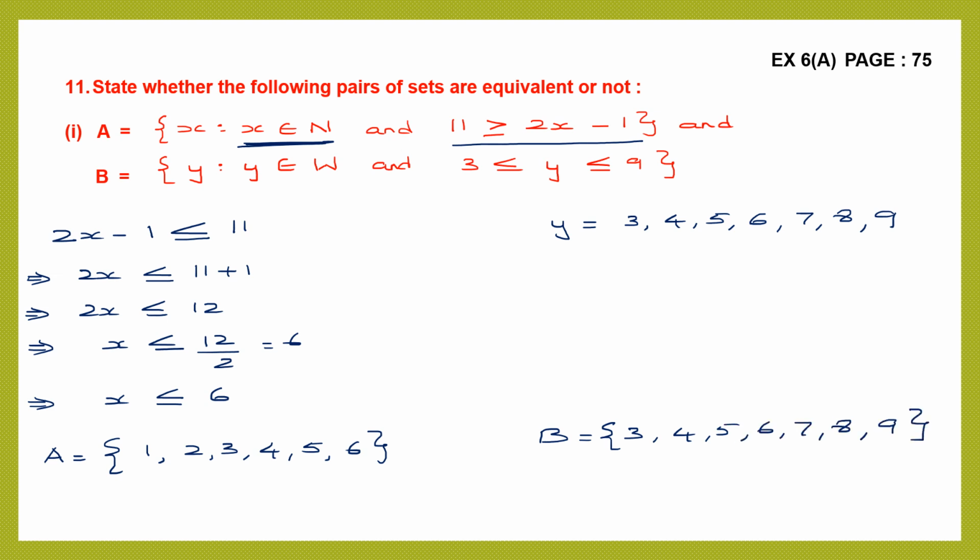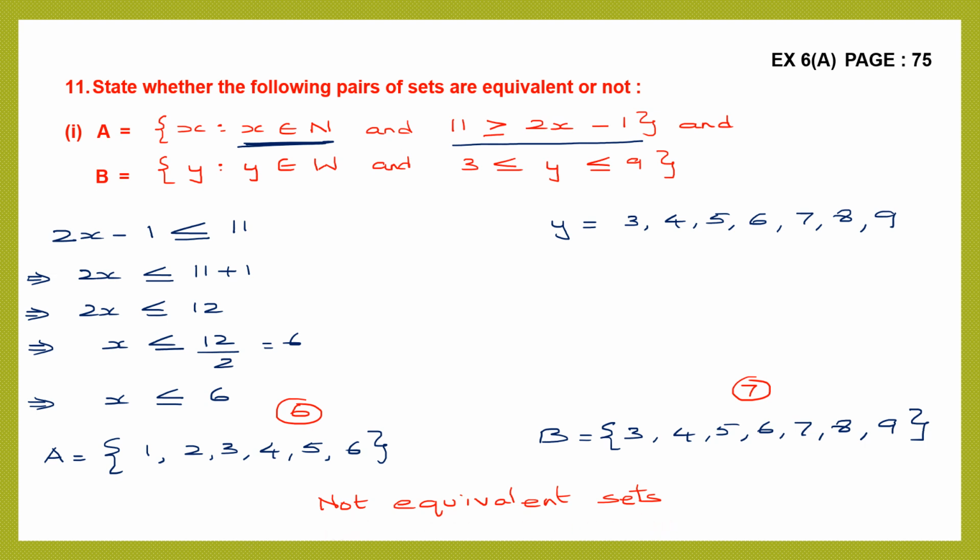Now the question is, are these sets A and B equivalent? Remember, equivalent sets are sets which have the same number of elements. So let's count here. 1, 2, 3, 4, 5, 6. There are 6 elements here. Now here let's count and see. 1, 2, 3, 4, 5, 6, 7. So here we have 7 elements. That means these two sets are not equivalent sets. So we can write that not equivalent sets.